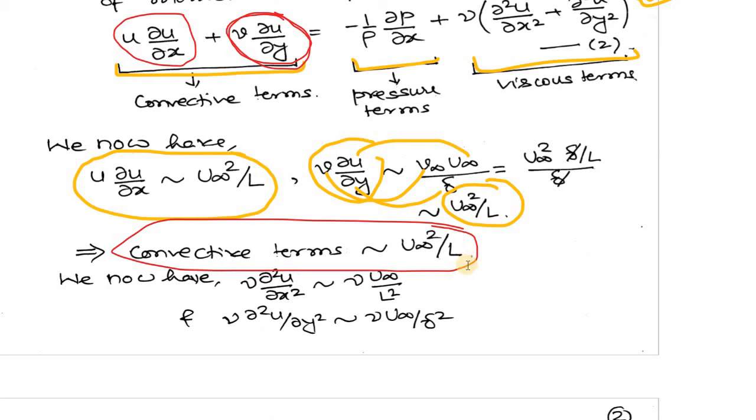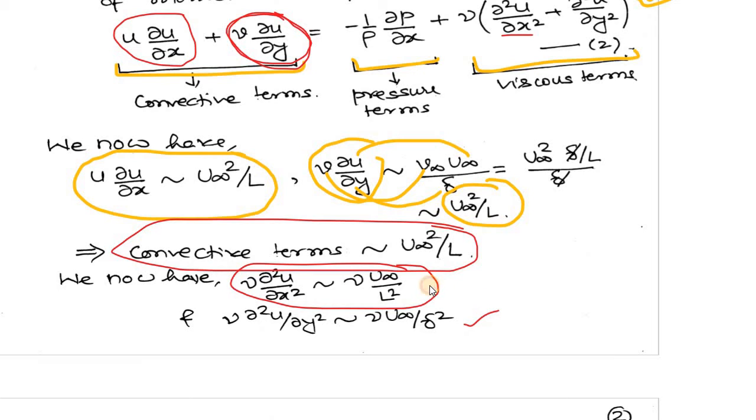Now we consider the right hand side, nu del square u del x square. So nu is nu, u is u infinity, x square means L square. So nu u infinity by L square is the order of magnitude of the first term among the viscous terms. The next term is nu del square u del y square, so this is nu u infinity upon delta square.